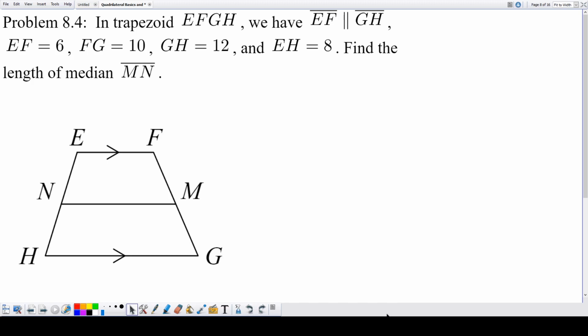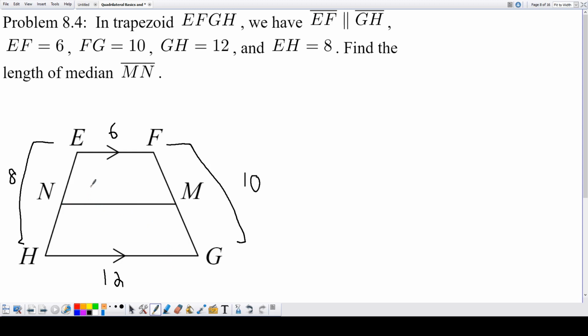Okay, so problem 8.4. In trapezoid EFGH, we have that EF is parallel to GH. EF is 6, so let's note that. EF is 6. FG, the length here, is 10. GH is 12. And EH is 8. Find the length of the median NM.